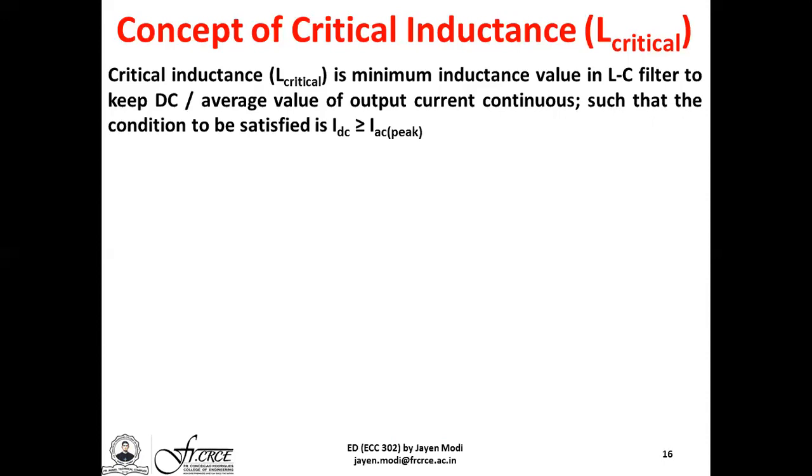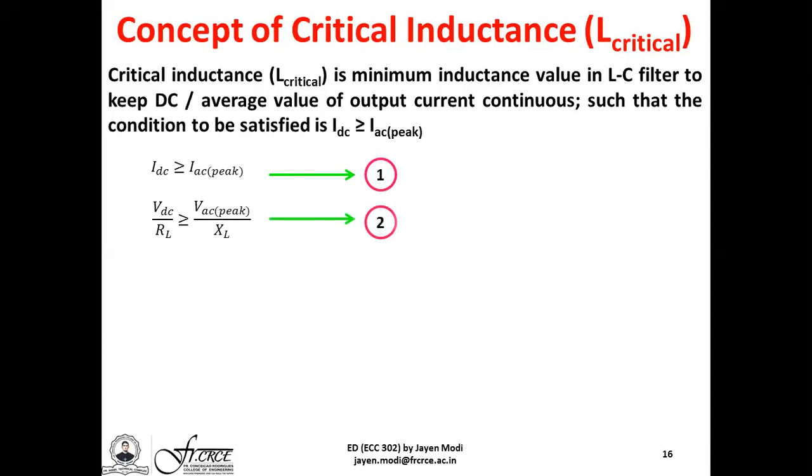Looking at the mathematical expressions, the condition was that the DC or the average current value should be more than the AC or the peak current value. So we get IDC can be simply replaced by VDC upon RL thanks to Ohm's law. This should be greater than VAC peak upon XL. Again, we are applying Ohm's law over here. And since this current is nothing but the peak current, which is also passing through the inductor, because the inductor circuit is in series, IAC peak will be nothing but the VAC peak or the peak AC voltage divided by the inductance of the inductor itself.